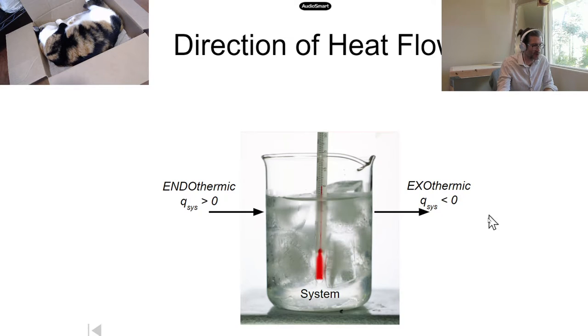For an exothermic situation, we have heat leaving the system, heat out, heat out. So heat leaves the system, so the total heat in the system goes down, so that the quantity of heat is less than zero. And of course, the place the heat flows from or to, where it comes from or where it goes, is the surroundings.